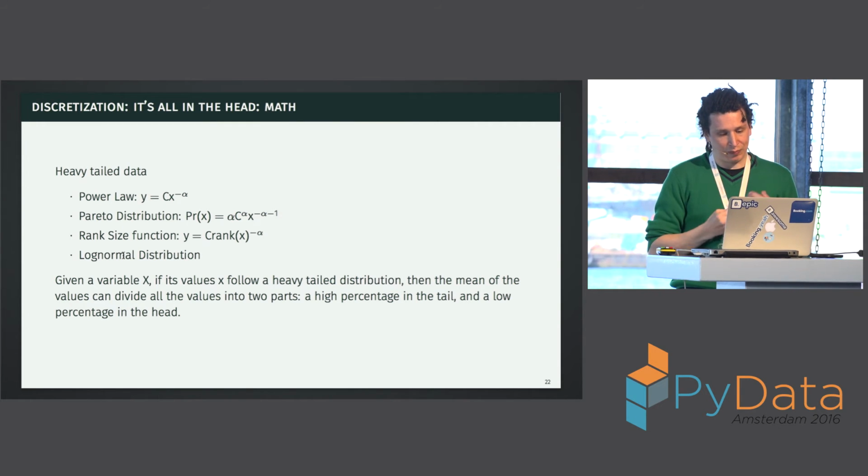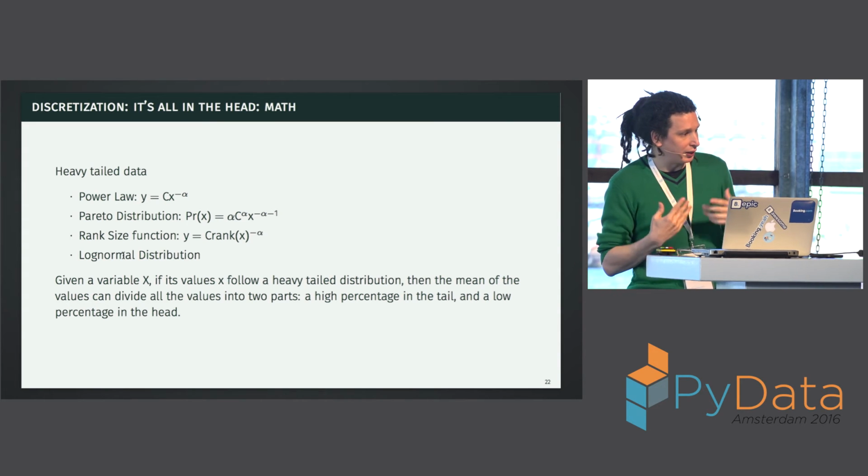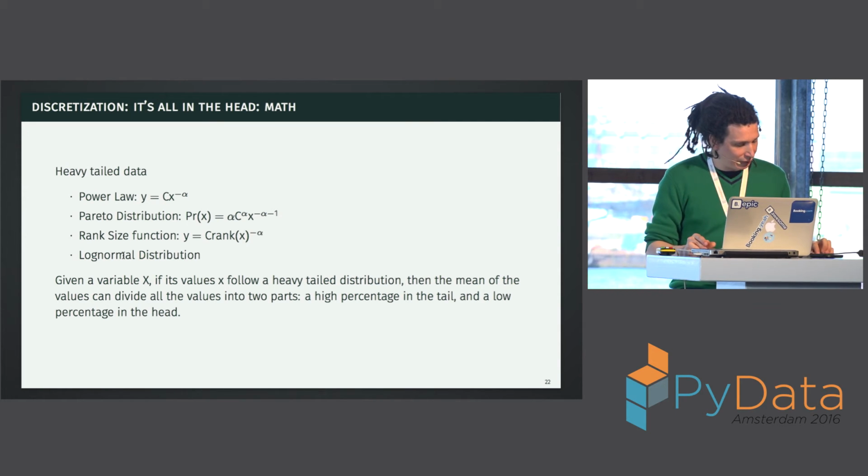Now, there is a very nice property of heavy tail distributions. The mean is usually not very informative, right? If you have a power law distribution, the mean won't tell you anything. It's not a very good centrality estimator of the data. But it's very interesting that you can use the mean to separate the values between head and tail. So we're going to use this property of heavy tail data to come up with the bins.